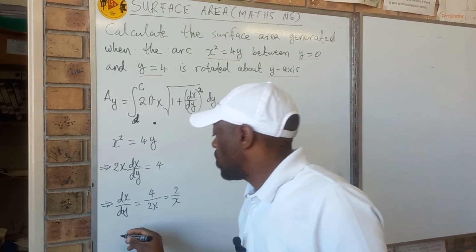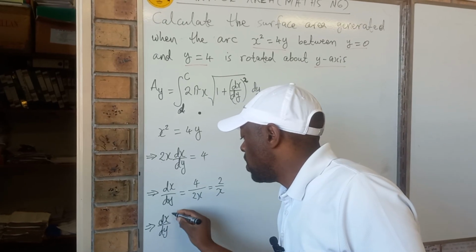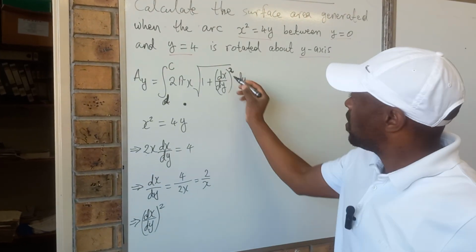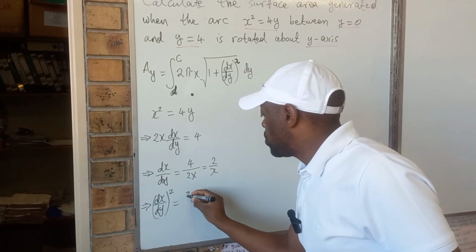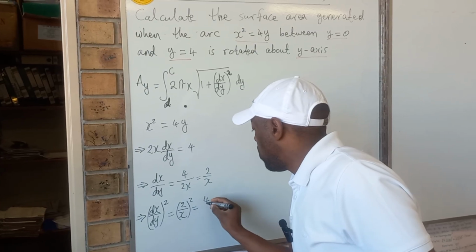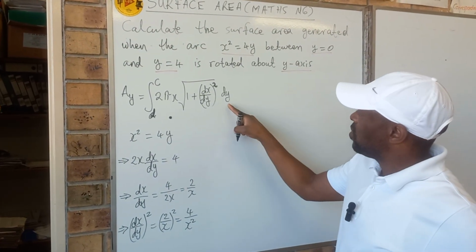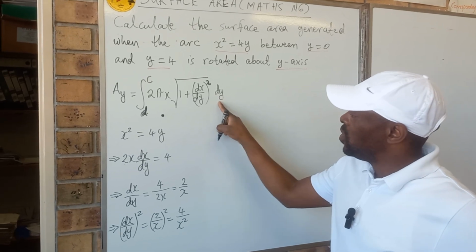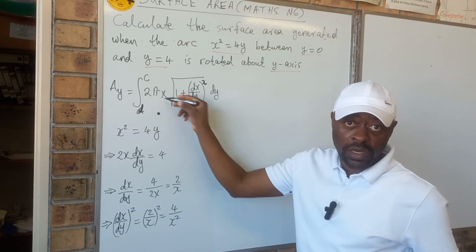And after that, you can do the squaring. You get dx over dy, all that square. Why am I squaring? The formula says so. It means I'm squaring 2 over x, which gives me 4 on x squared. But here you must be careful to see that your formula ends with dy, which means we don't need any x in here. Even this x will have to look for its meaning later.